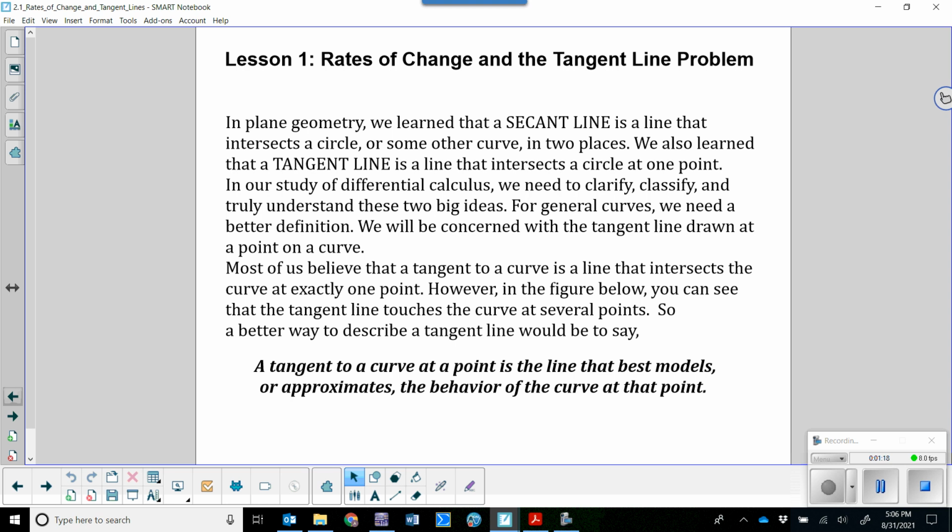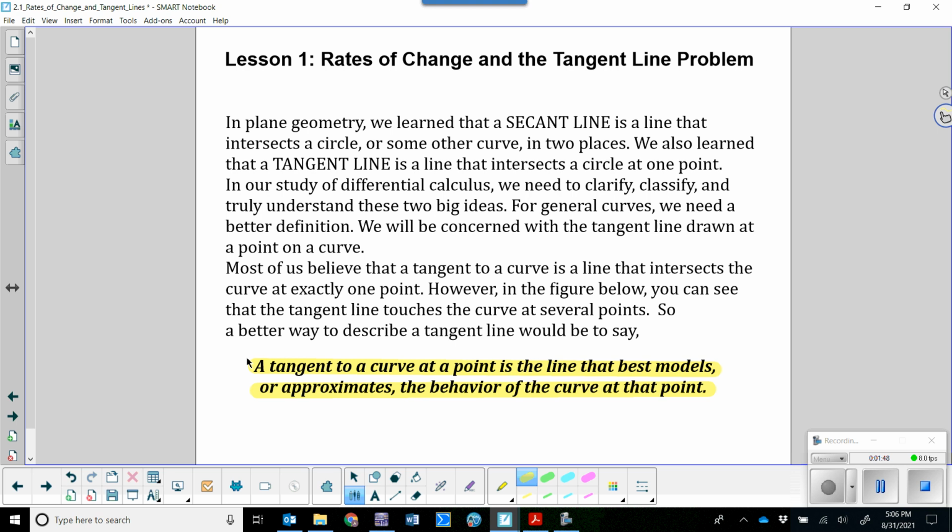So what we basically say is a tangent to a curve. This is kind of an important statement here. A tangent to a curve at a point is the line that best models or approximates the behavior of the curve at the point. Okay, so we will actually talk about the slope of that tangent line being what we call the slope of the curve. Okay, so that's actually how we're going to talk about it.